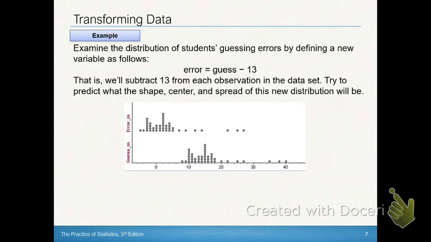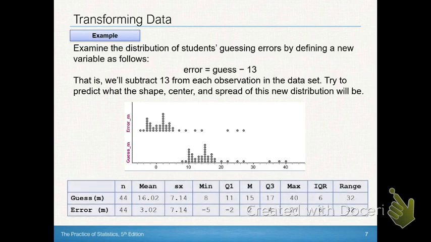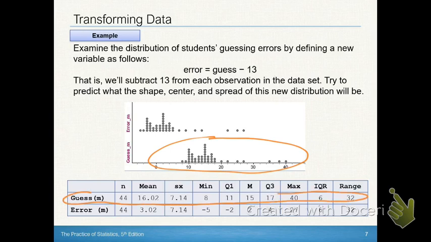So here is an example of what that might look like. Let's say this here was our original data, and here were the summary statistics of the original data, and then we took all of those values and we subtracted 13 from them. This is your new dot plot. So we just took all of those dots and we shifted them essentially down or to the left 13 units.